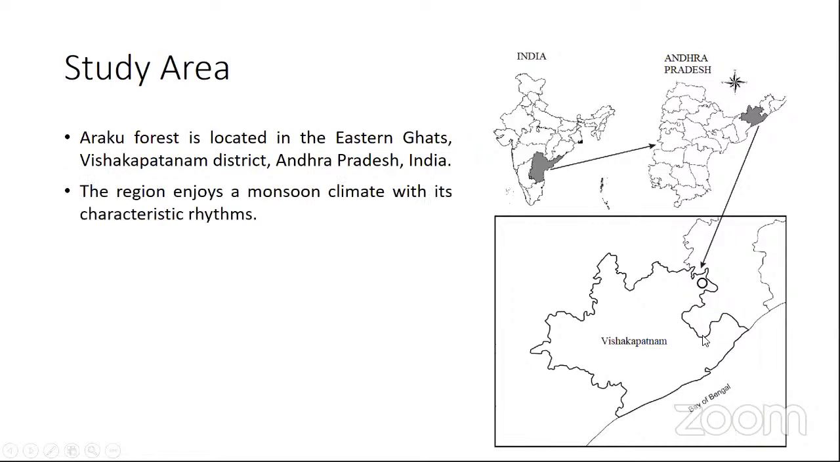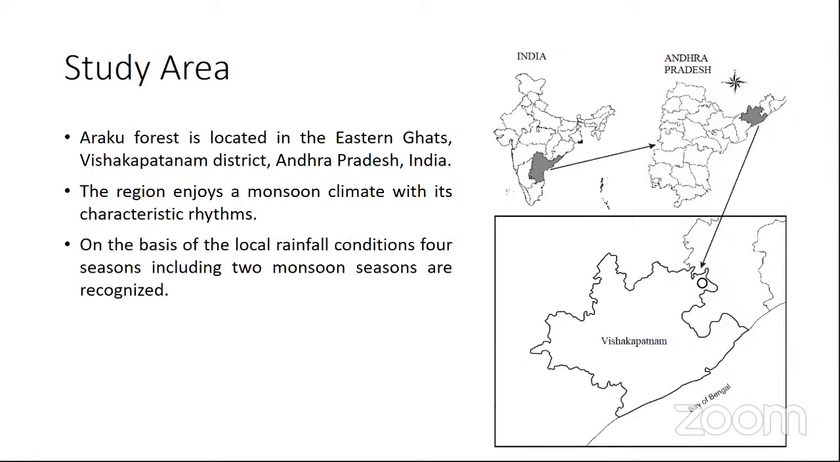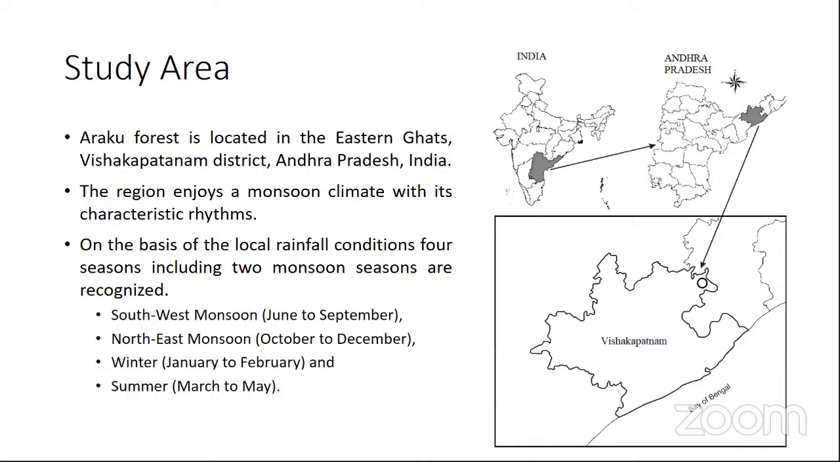This region enjoys a monsoon climate. On the basis of the local rainfall conditions, four seasons, including two monsoon seasons, are recognized. So this area has the southwest monsoon from June to September, the northeast monsoon from October to December, winter from January to February, and summer from March to May.